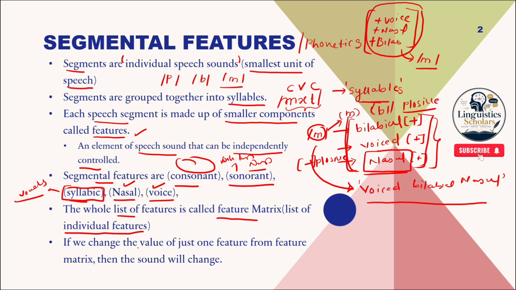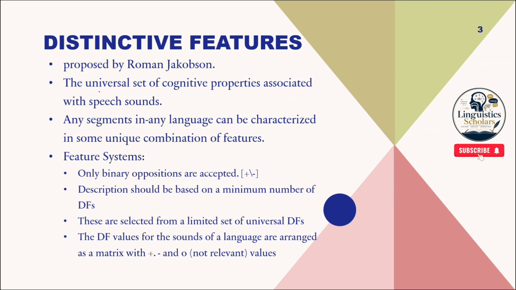If we change the value of just one feature from the feature matrix, then the sound will change. As I discussed, if I say minus nasal and plus plosive, then the sound changes from ma to ba. So this is called segmental phonetics. I hope you are clear about this topic. You can check these points that I have written in the slides as notes so that it's easy for you to revise. Next, we will discuss the distinctive features.